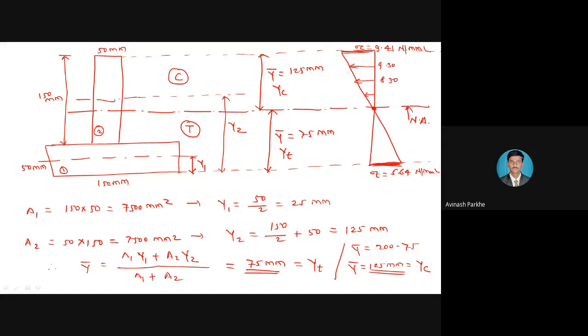Similarly, in case of sigma t, at the bottom side it is 5.64. Above it may be 4, after that 3, after that 2, and at the center point it becomes 0. Therefore whatever sigma t and sigma c we are calculating are present at the top and bottom portions. They will not be applicable at the center point. It is present at the top and bottom only.